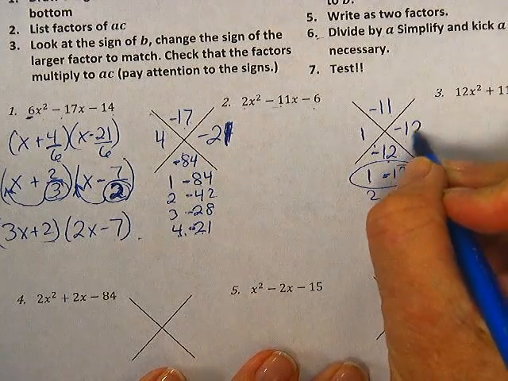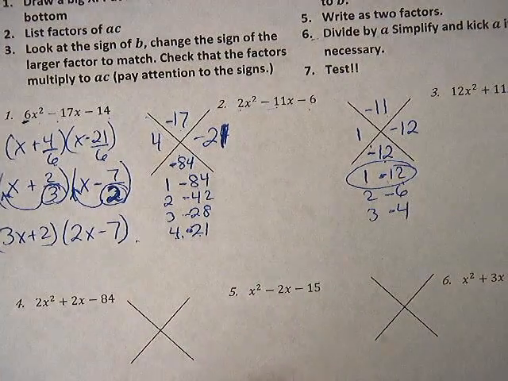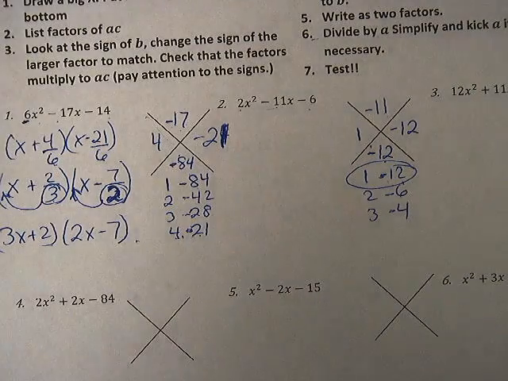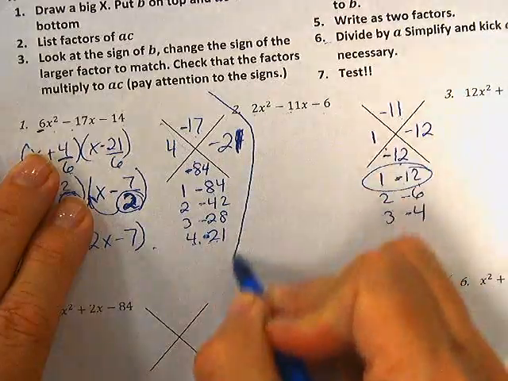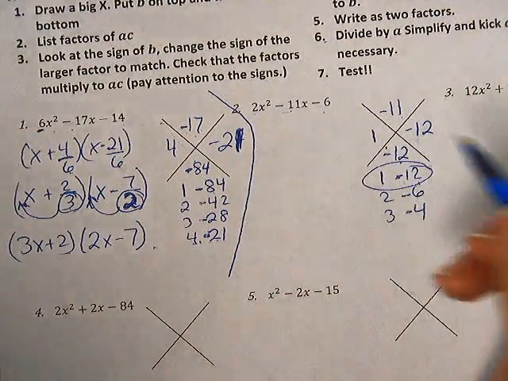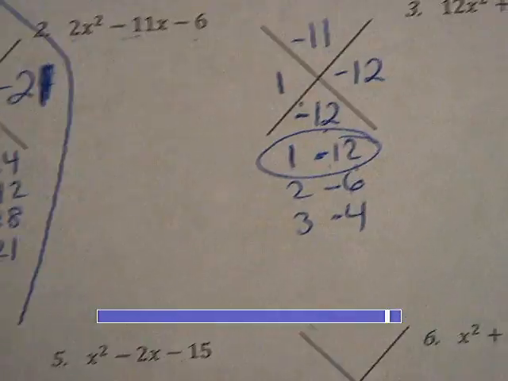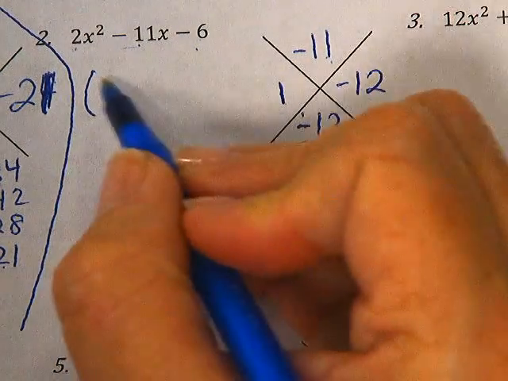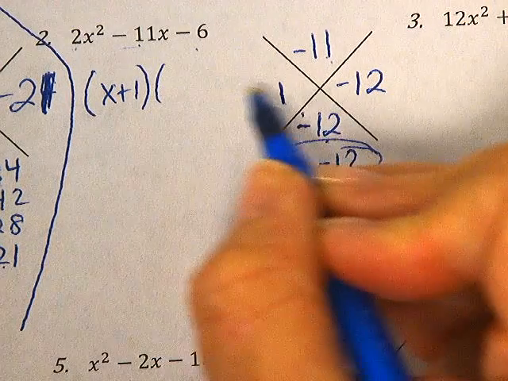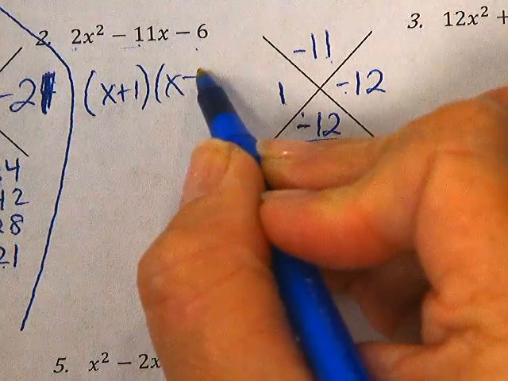And I'll write them up here. So positive 1 and a negative 12. Okay, so I'm going to come over here. Let's see, make sure we can see this work. There's a little closer. And I'm going to make my two parentheses. The first one will have x plus 1. The second one will be x minus 12.